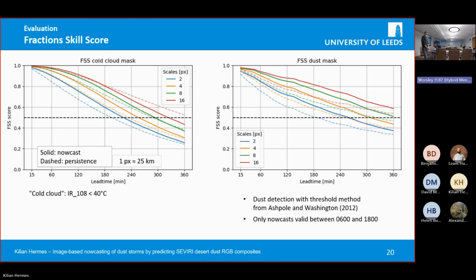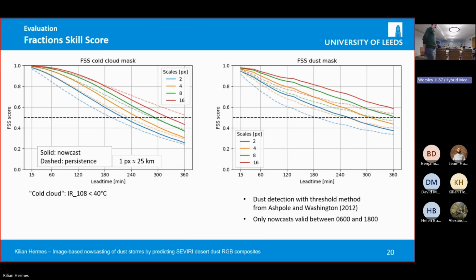As a rough baseline, I've included persistence. The persistence are the dashed lines. That is for simply taking the last observation frame and saying that is the prediction. And the solid lines are the nowcast. What is considered skillful is above 0.5 for that metric. So everything above 0.5 we usually consider skillful, and higher values are better.